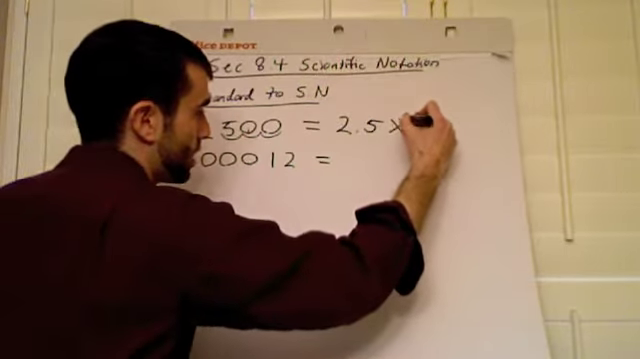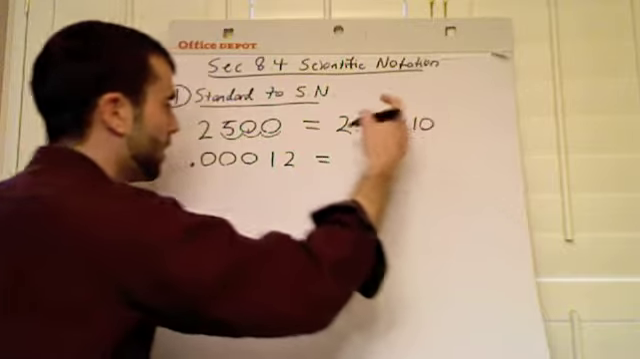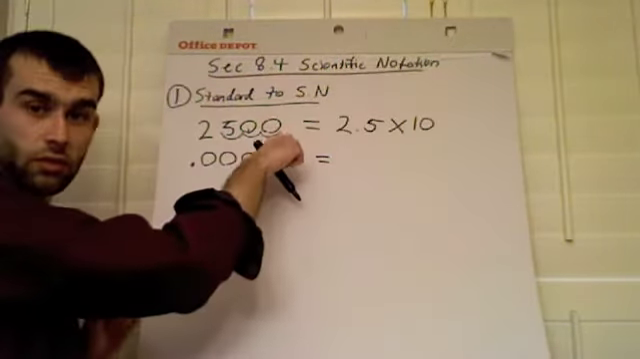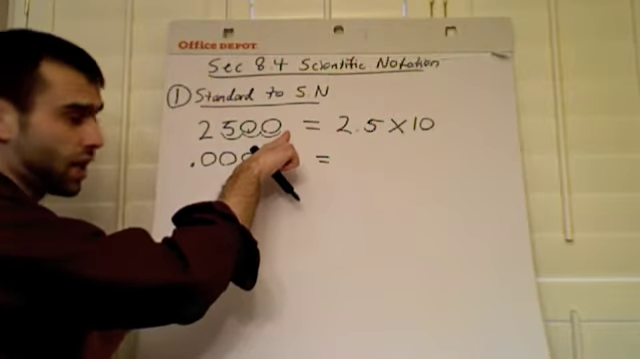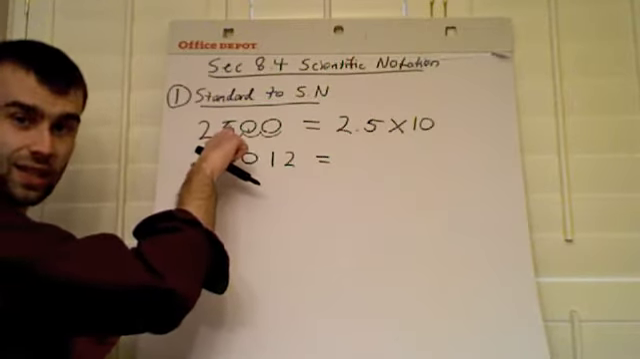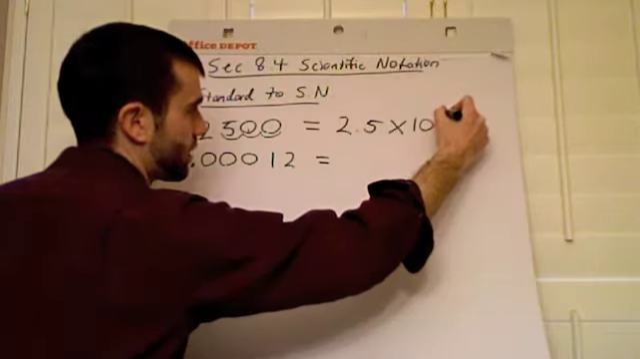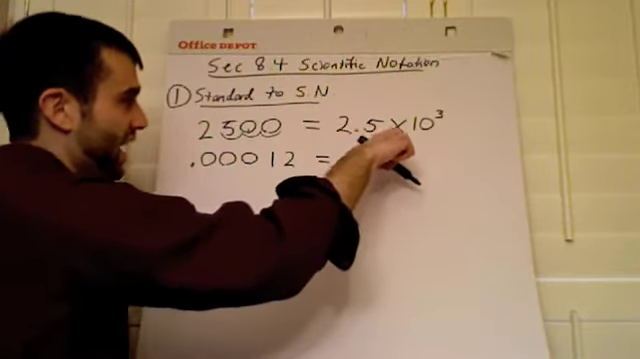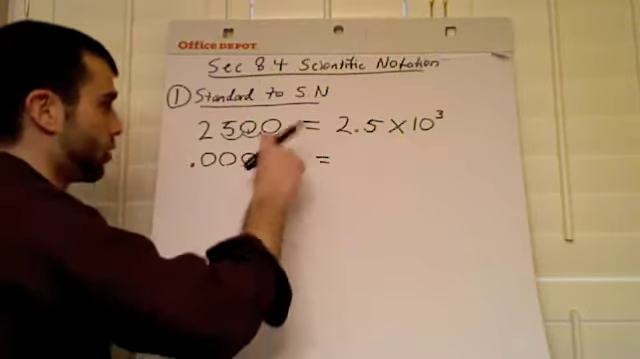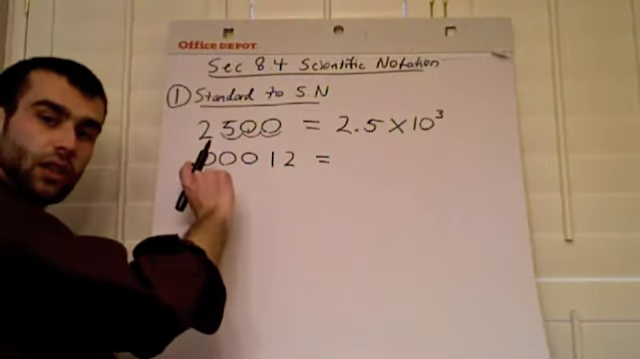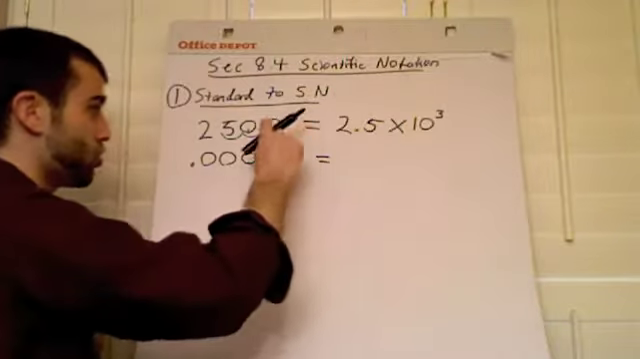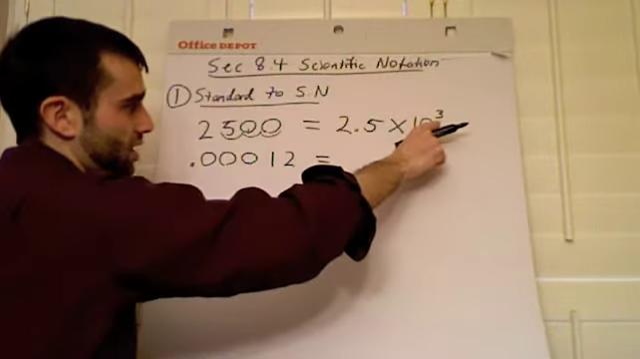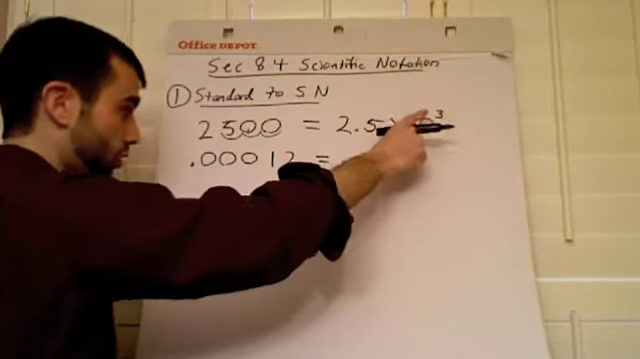So 2.5. Now, second part of scientific notation, times 10 to the... Now, that's where we deal with moving our decimal point. Notice we started with the decimal point on the far right, moved it 1, 2, 3 places. That means we need to turn this into a positive 3. So we have 2.5 times 10 to the third power. When you move the decimal point to the left, that means it's positive, because you made this number, a big number, smaller. Therefore, you need to make this 10 bigger. So 10 to the third.